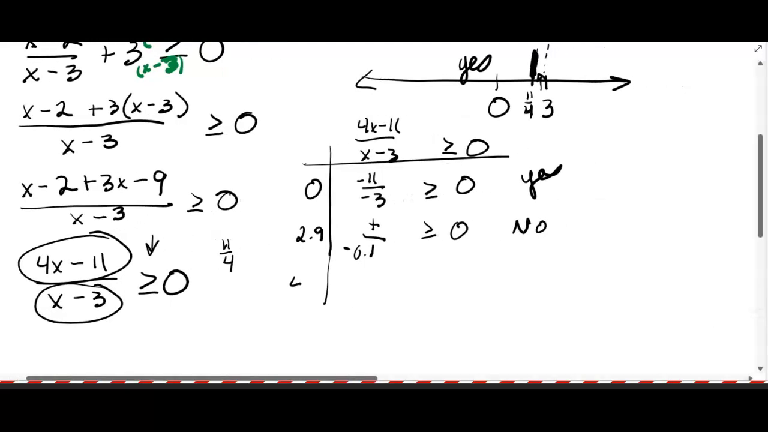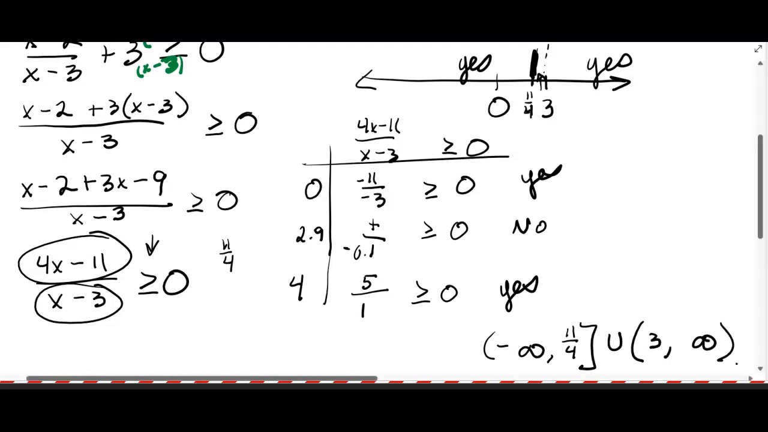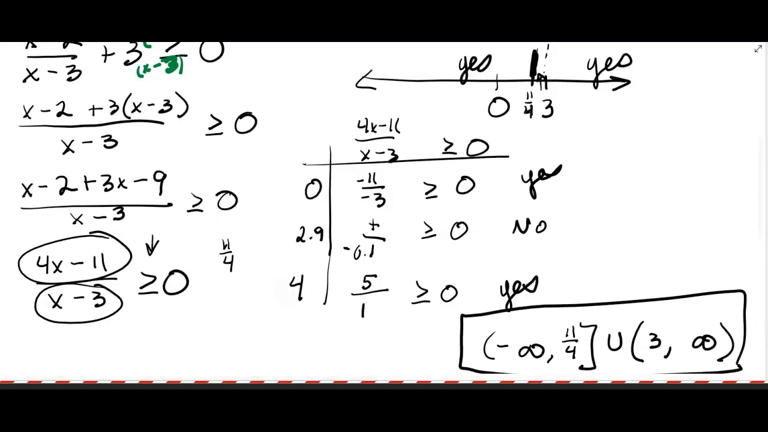Now we want to pick a big number like 4. That's going to give you a positive in the numerator and a positive in the denominator. And yes, that will work. So you're going to get the sections between negative infinity and 11/4, and you're going to include the 11/4, union with 3 to infinity. Yeah, it was that fraction that really caused the problems, I think, but anyway.